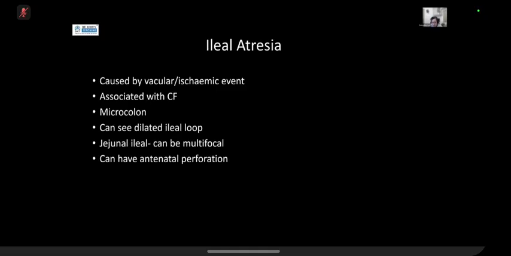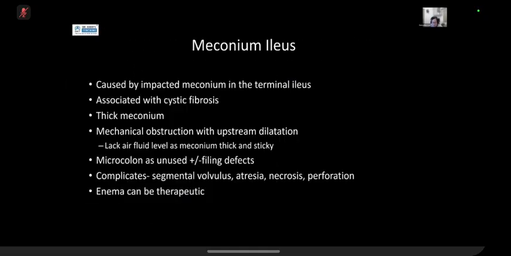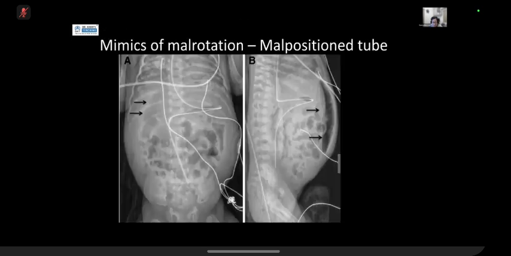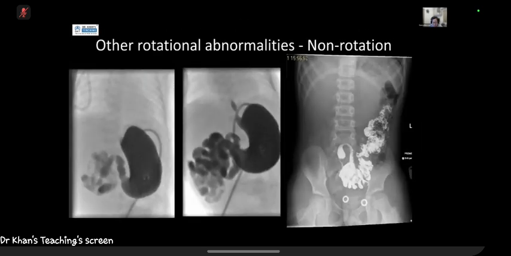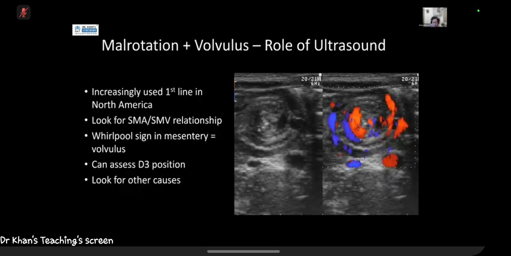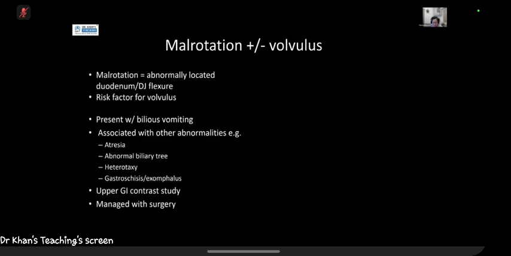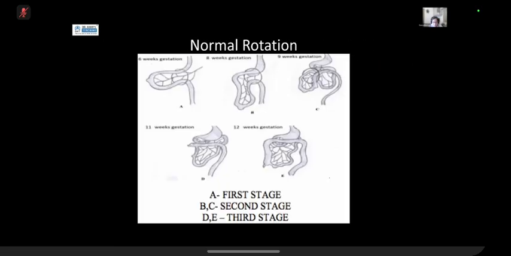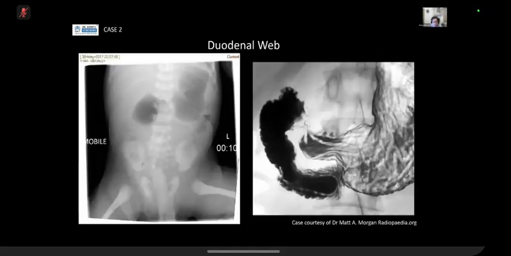Duodenal web, I will show you that windsock appearance. I think it's more of, where is it? So that's your classic windsock appearance, where you just have very distended duodenum, and sometimes you can see a little jet of contrast coming through where there's a little pinhole aperture.